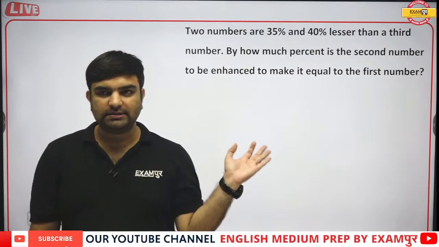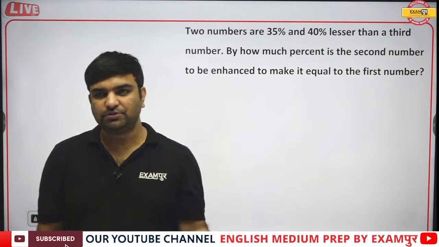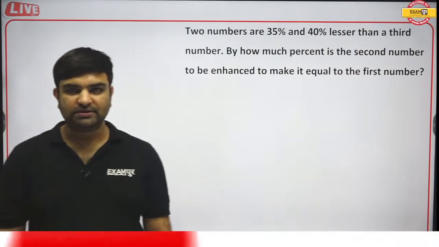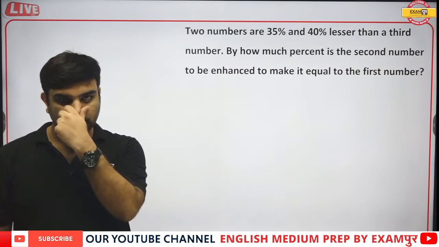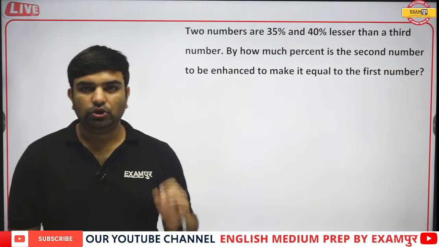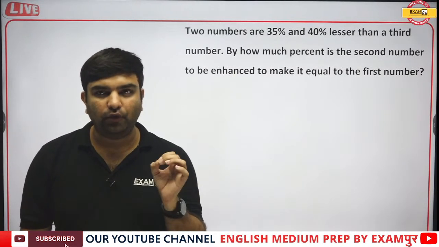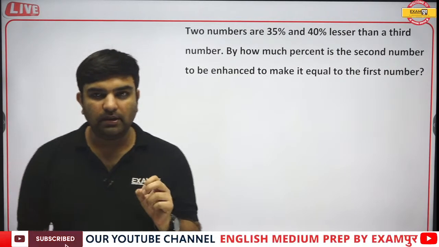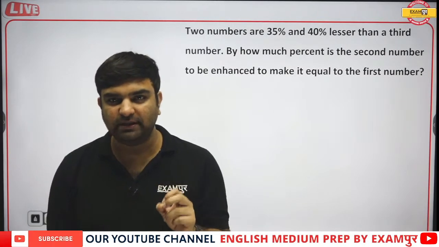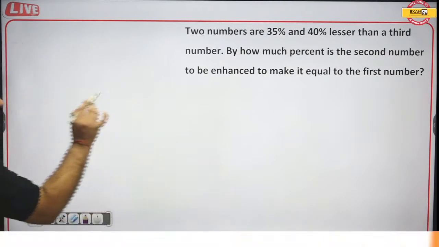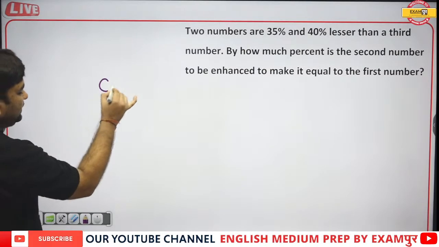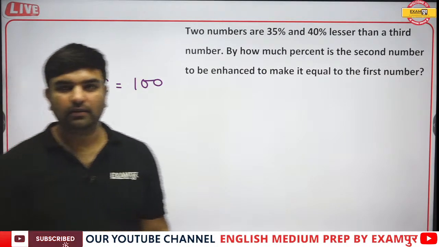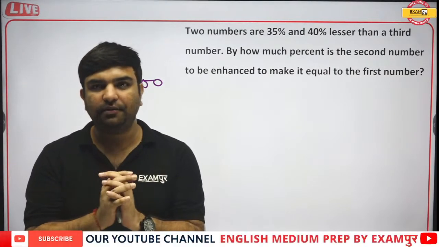We have already discussed the previous question in the last class. Okay, if required, I can do it once again, just for your confidence. Two numbers are 35% and 40% less than a third number. Both are compared to the third number. Assume the third number as 100.